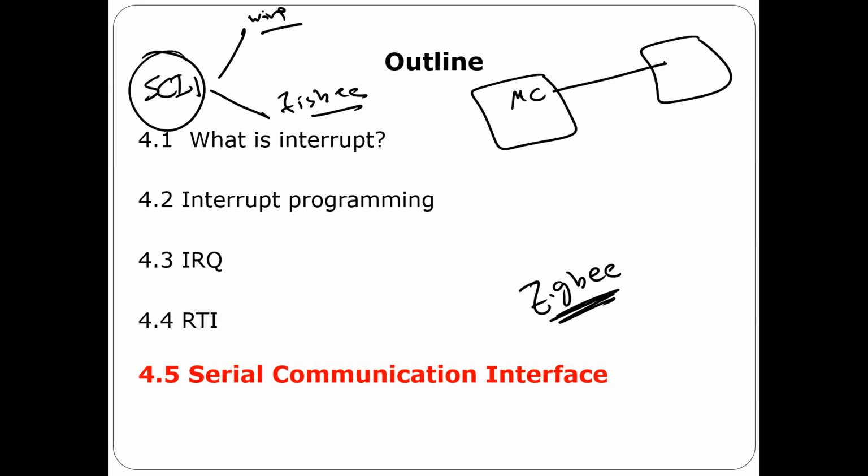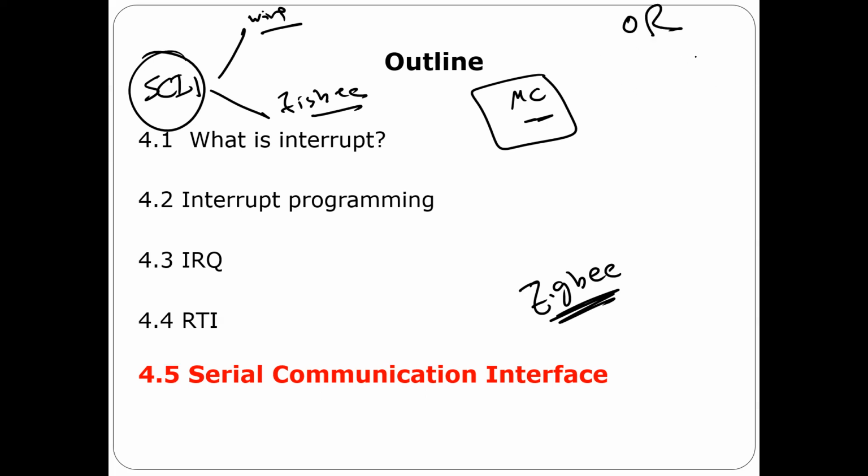So again, serial communication can be used if you want to connect one microcontroller to another using a wire or wireless, it doesn't matter, because I'm not going to program the wireless part. I'm just programming SCI. So whether it is connected by wire or wireless, it doesn't matter to me.